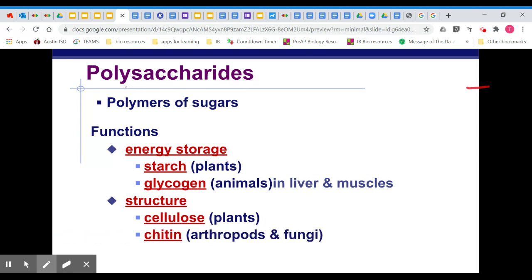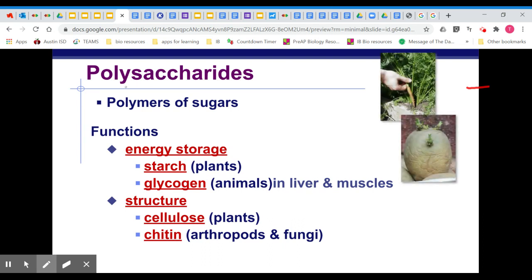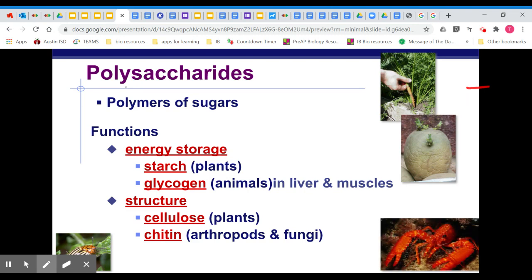Arthropods and fungus also have something called chitin. So I know it looks like chitin, but it's actually chitin. So yeah, there's lots of different ways that polysaccharides can be used, or at least there's 2 main ways that polysaccharides can be used in organisms. So here, this potato, you can see that's full of starches, and that's going to be energy storage. Here you see this lobster. The shell is made out of that chitin.